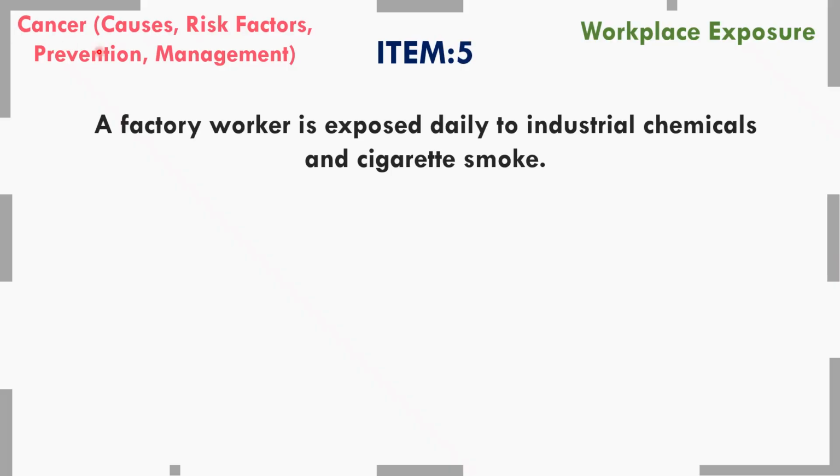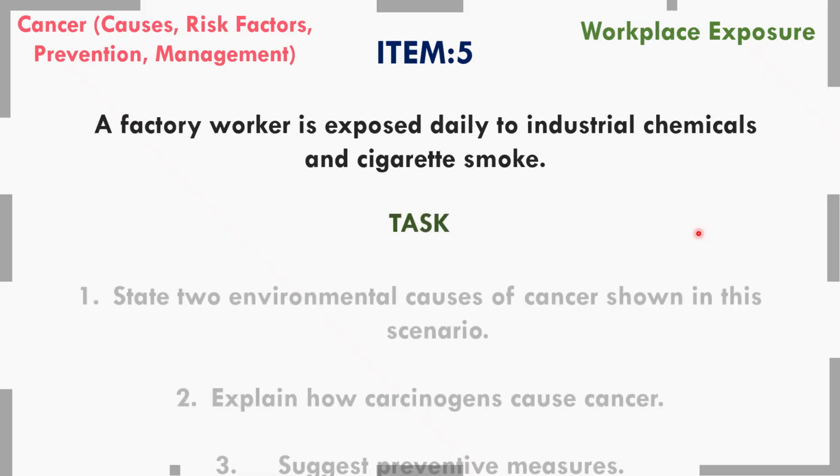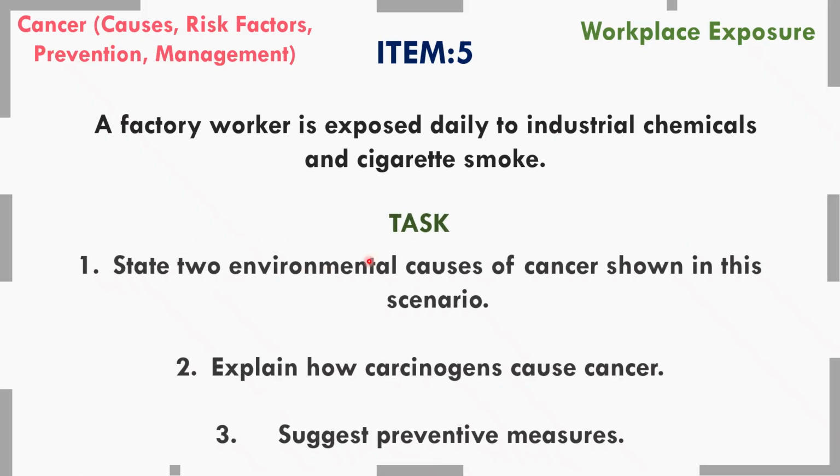Still under cancer: causes, risk factors, prevention and management, we want to look at workplace exposures. Item 5. A factory worker is exposed daily to industrial chemicals and cigarette smoke. Task: state 2 environmental causes of cancer shown in this scenario. Explain how carcinogens cause cancer. Suggest preventive measures.